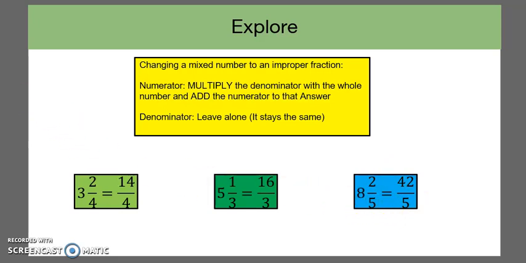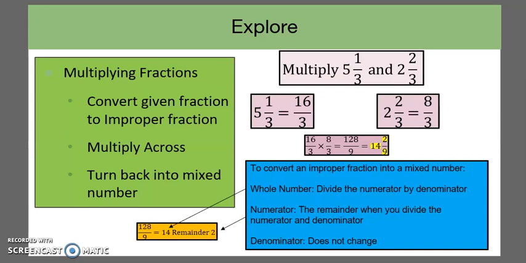The next slide is going to be another additional resource to help students. So when we're multiplying fractions, for example, let's say we multiply 5 1/3 and 2 2/3. When we're multiplying it, we want to convert the given fractions to improper fractions. We're going to multiply across and then turn back into a mixed number. So the first thing we're going to do is convert the mixed numbers into improper fractions. We did that over here with these two fractions. Then we're going to multiply across. So we have 16 thirds and 8 thirds. We put those values here.